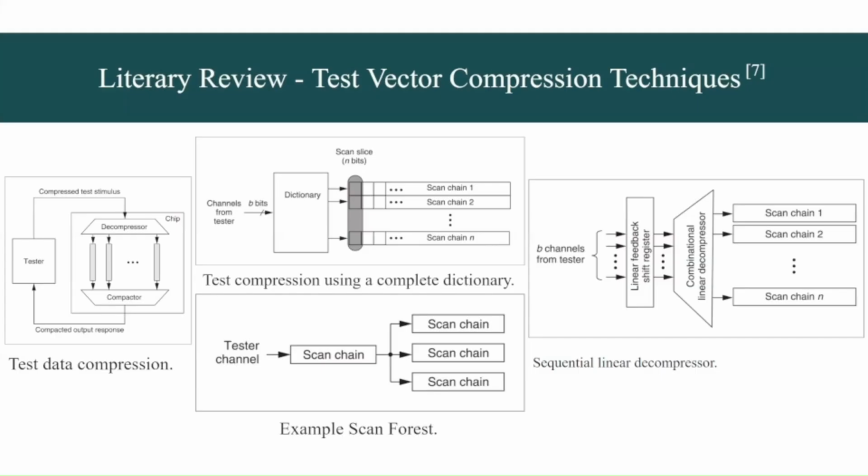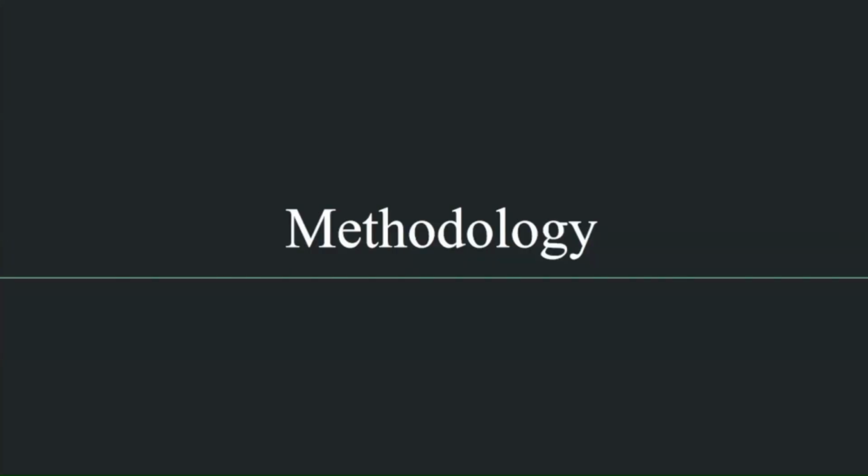And then finally, on the right here, we have the sequential linear decompressor, which uses a linear feedback shift register to represent these test vectors. So the tester actually only needs to send a seed for the linear feedback shift register. And then the linear feedback shift register can run autonomously and generate all these test vectors that will go into the scan chains. But the drawback to this is the tester is idle while the linear feedback shift register is running autonomously. So now we'll go to the methodology of the actual research paper.